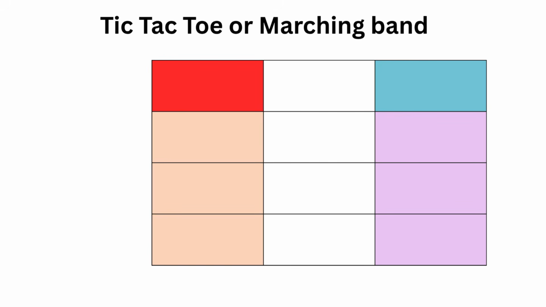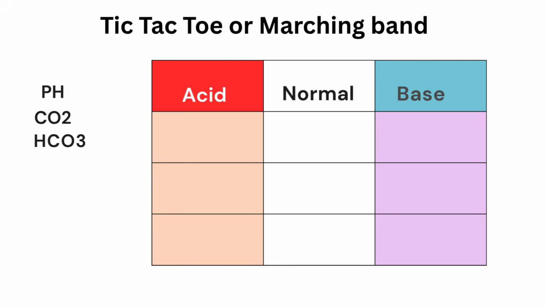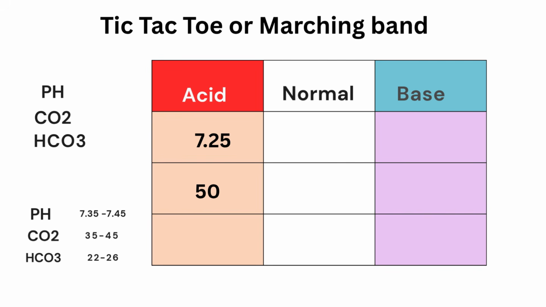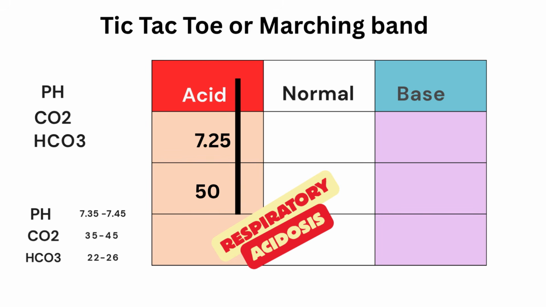You just set up 3 columns, acid, normal, and base. Then you simply drop your pH, CO2, and HCO3 values into the column where they belong. So for example, if the pH is 7.25, well, that goes in the acid column. If CO2 is 50, which is acidic, that also goes in the acid column. Your whole goal here is just to get 3 in a row vertically, or basically match the pH with its partner. If pH and CO2 are both sitting in the acid column, boom, you have respiratory acidosis. It is incredibly fast and so wonderfully visual.